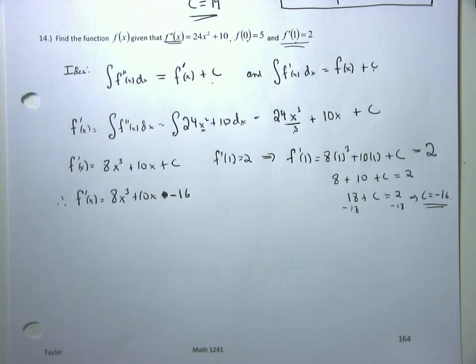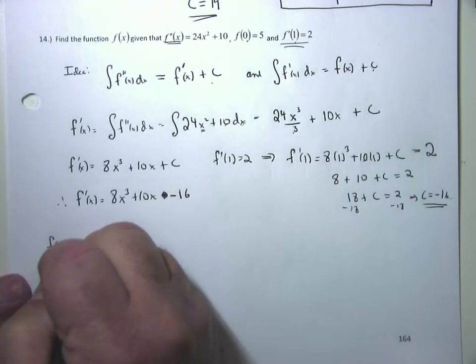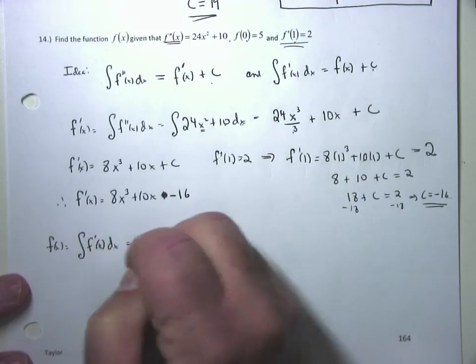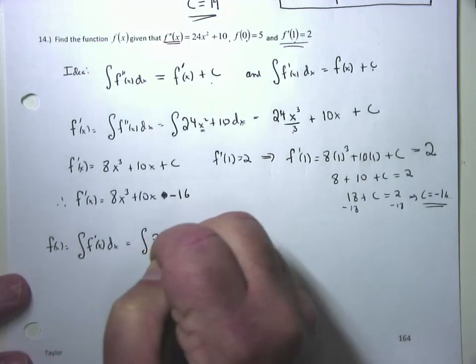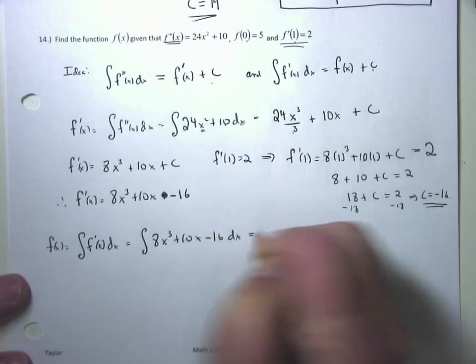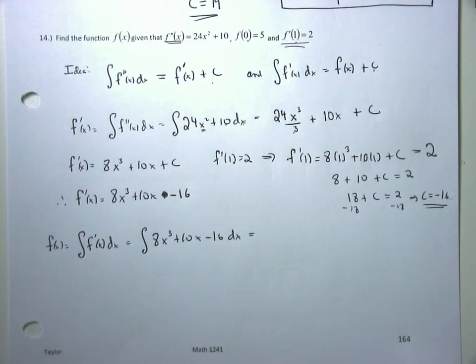Congratulations, you're half done with the problem. Now, I've got to get the original function back. I've got to integrate that answer, the derivative, with respect to x. So the integral of 8x cubed plus 10x minus 16 dx is equal to, here we go.